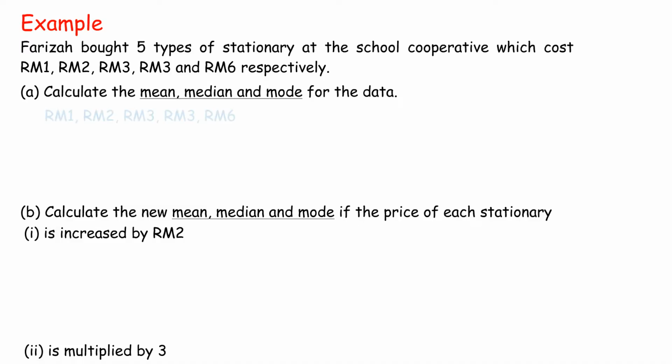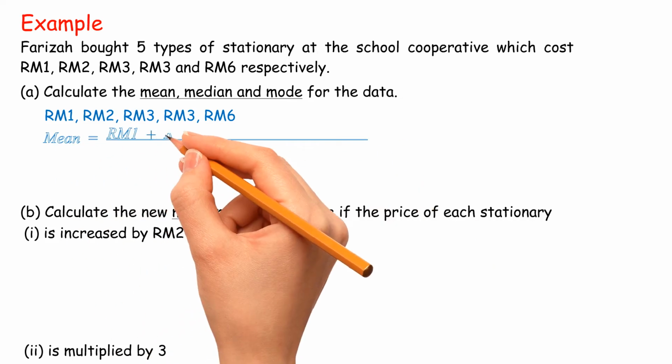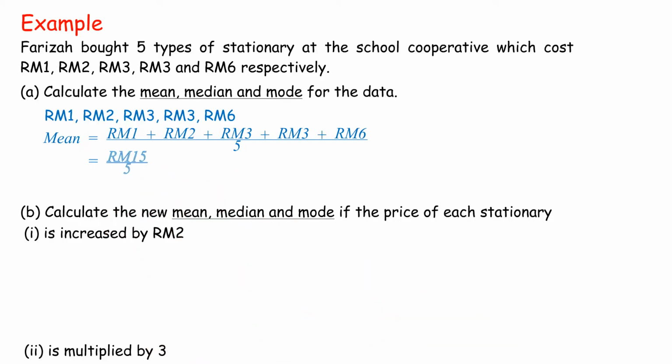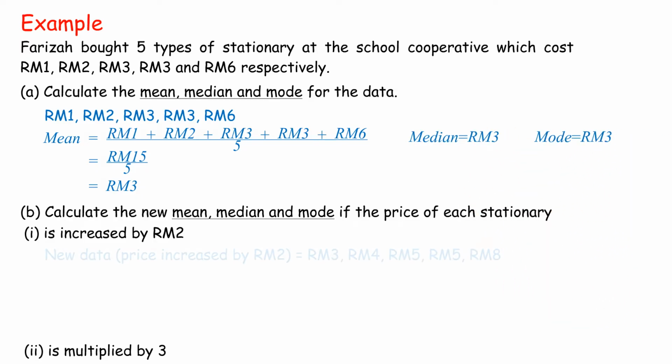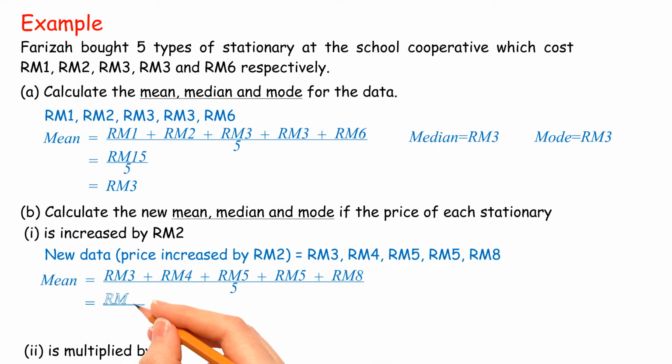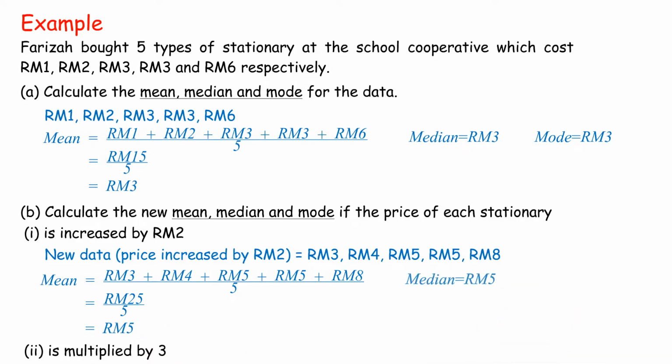Solution: A. RM1, RM2, RM3, RM3, RM6. Mean equals RM15 divided by 5 equals RM3. Median equals RM3. Mode equals RM3. B. 1. New data. Price increased by RM2 equals RM3, RM4, RM5, RM5, RM8. Mean equals RM25 divided by 5 equals RM5. Median equals RM5. Mode equals RM5.